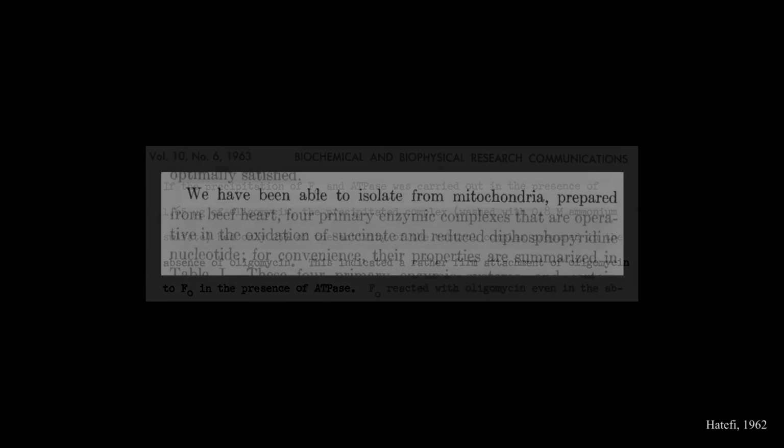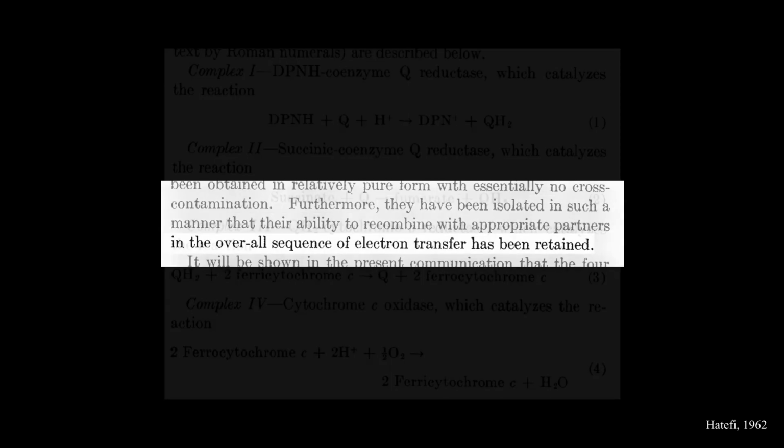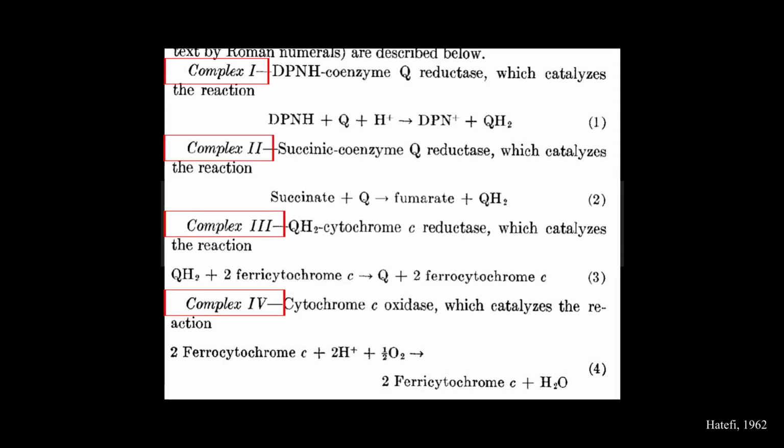Around the same time, Griffith's group was able to isolate from mitochondria, prepared from beef heart, 4 primary enzymic complexes that are operative in the oxidation of succinate and reduced diphosphopyridine nucleotide, or DPNH, which we now call NADPH, in such a manner that their ability to recombine with appropriate partners in the overall sequence of electron transfer has been retained. And these are the complexes in question.